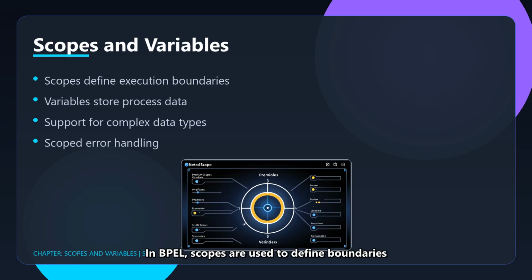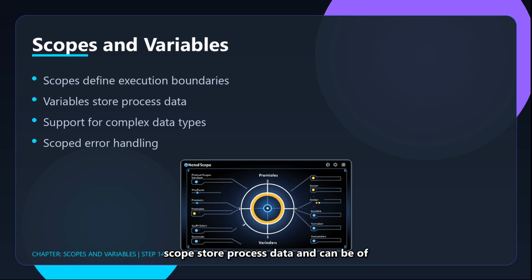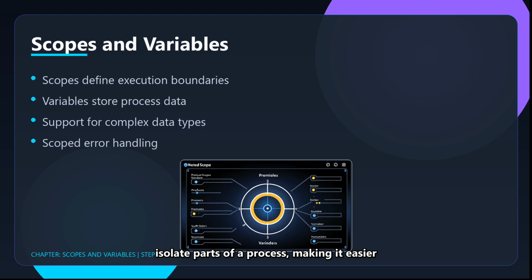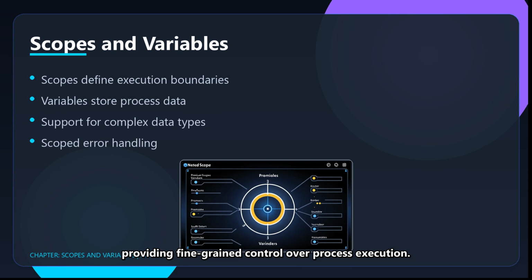In BPEL, scopes are used to define boundaries for execution and error handling. Variables within a scope store process data and can be of simple or complex types. Scopes allow you to isolate parts of a process, making it easier to manage errors and data flow. Each scope can have its own fault and compensation handlers, providing fine-grained control over process execution.